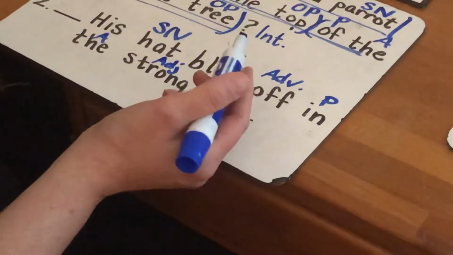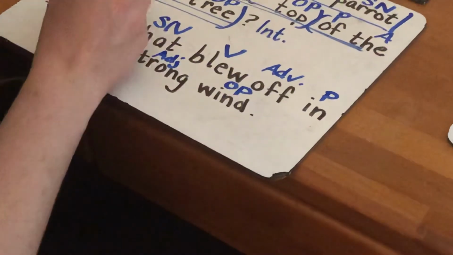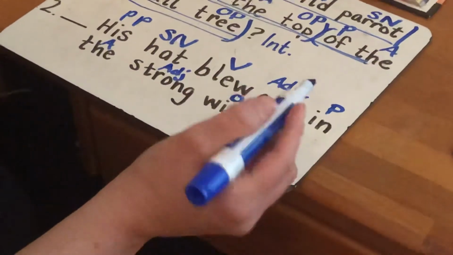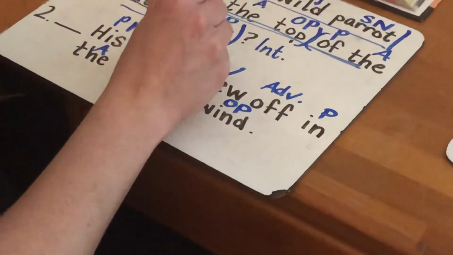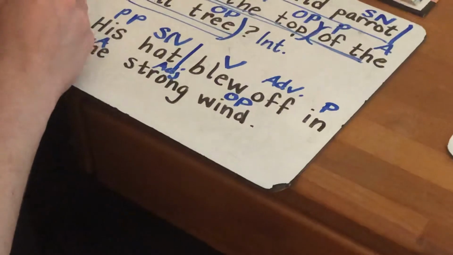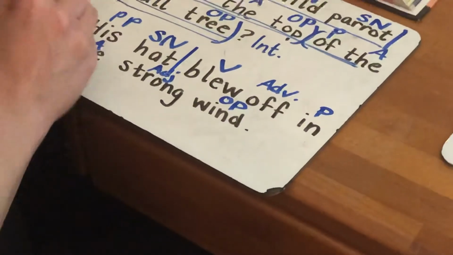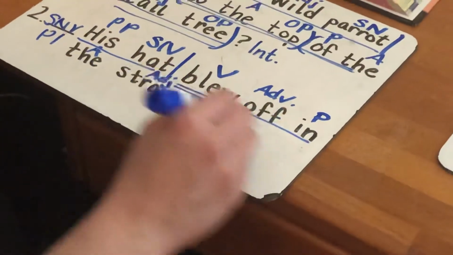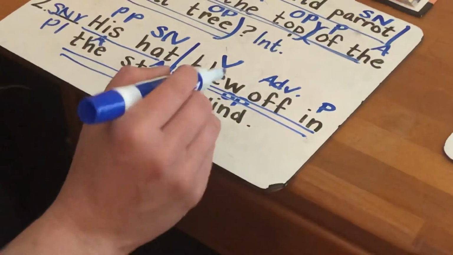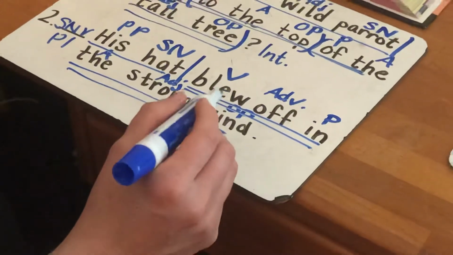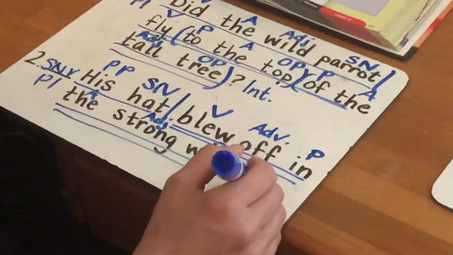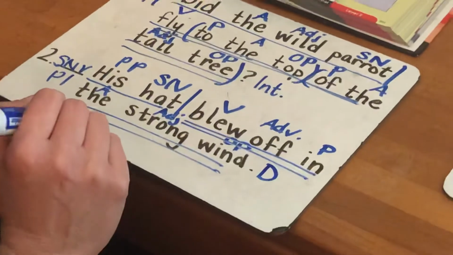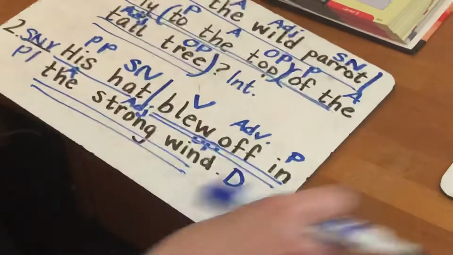Whose hat did it belong to? It was his hat, so this is our possessive pronoun. Skill check. Subject noun, verb, pattern 1. His hat is our whole complete subject. We underline that once. Blew off in the strong wind is our whole complete predicate, so we underline that twice. This sentence ends with a period, so it's a statement, declarative sentence, D. Okay, now number 3.